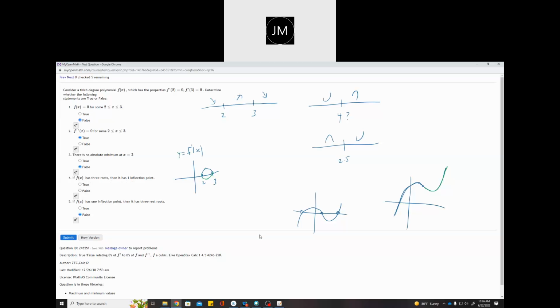Okay. When I draw the graph that has 3 roots, I can sort of see that it has an inflection point. Does that always have to happen? What would it take for this to not have an inflection point? Okay. Right. So maybe let's look at, is it possible to have a cubic that does not have an inflection point?